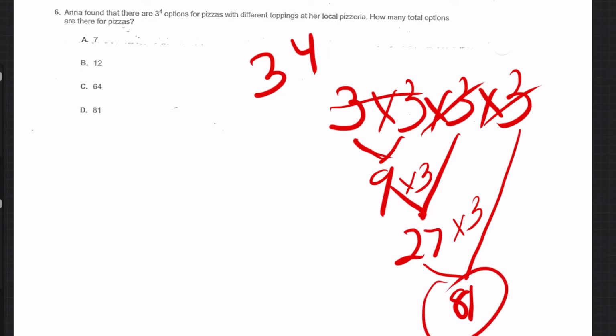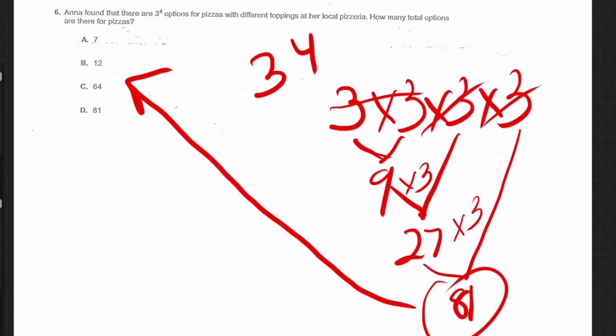Now that kills that 3 right there. Now we have 1 3 left. We've got this 27, and we've got to times it by this 3. So 27 times 3 is 81. So now we've used all of these 3's, and 3 raised to the fourth power, as we can now see, is 81. Well, if we look over here to the answers, do we see one of these that says 81? We sure do. Letter D. Enjoy the pizza, Anna. How'd you do on this one? This one wasn't too bad. All right, let's go to question 7.